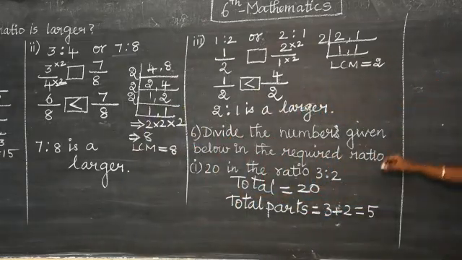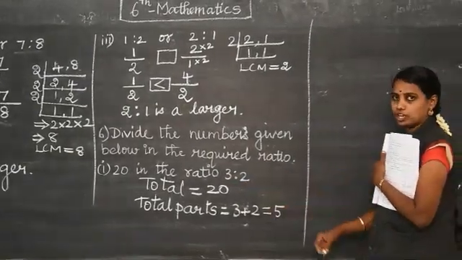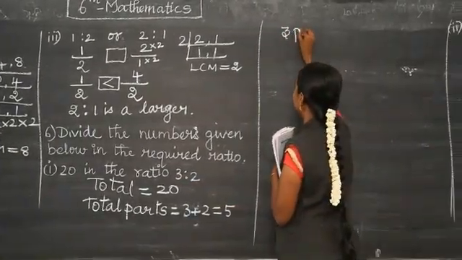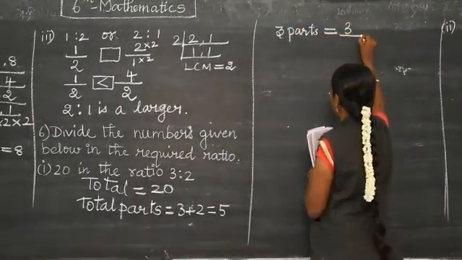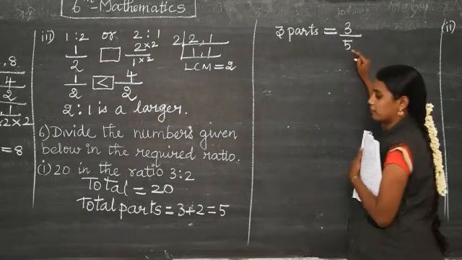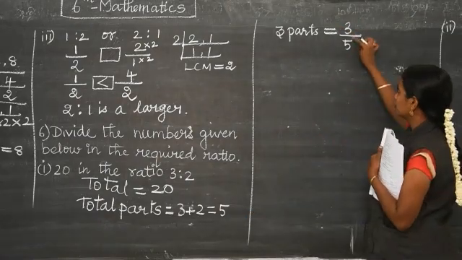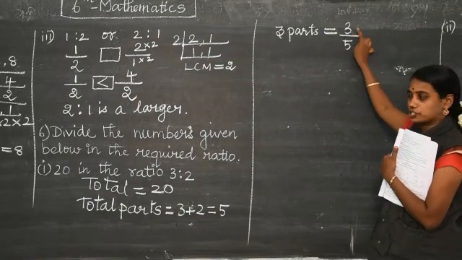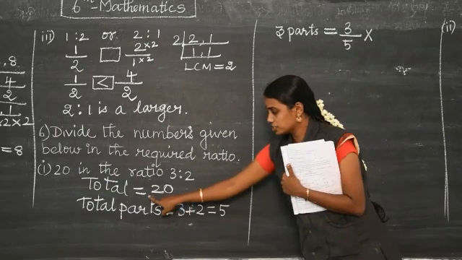Now we are going to find out how much 3 parts are and how much 2 parts are. So 3 parts is 3 by 5. Why 3 by 5? Because 5 is the total. You have to find out the 3 parts. So 3 by 5 into the total amount, which is 20.